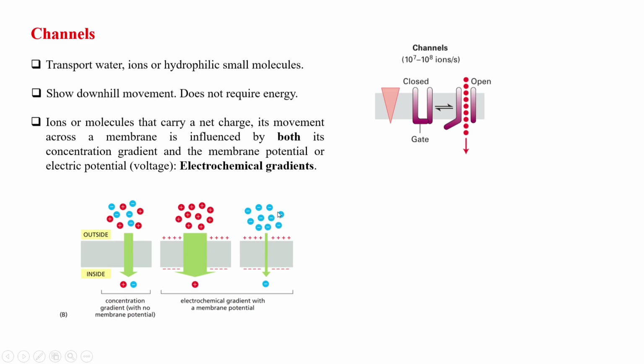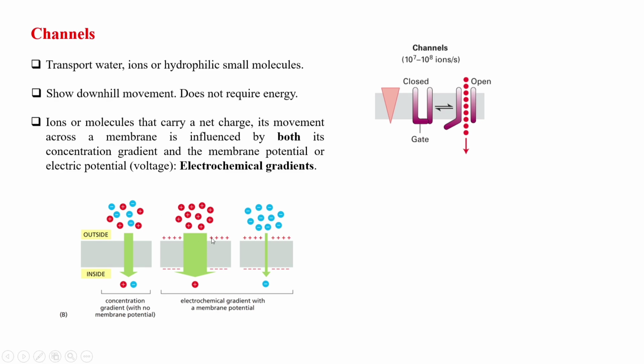Now let me explain. Suppose this is the first situation, where this is the outside of the cell and this is the inside. In this first condition, as you can see, only the concentration gradient matters for the movement of the molecules or ions, because there is no membrane potential. So in this case, the molecules or ions move only by the concentration gradient. Now if this is the second situation, what will happen?